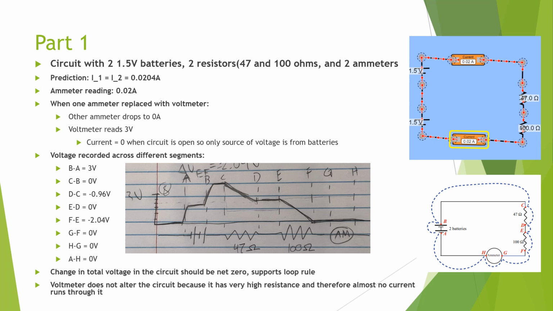Some of the voltages recorded across the different segments: A to B was 3 volts, B to C is 0, C to D negative 0.96 volts, D to E 0, E to F negative 2.04, F to G 0, and the rest 0. The change in total voltage in the circuit should be net 0, and this supports the loop rule. The voltmeter does not alter the circuit because it has a very high resistance and therefore almost no current runs through it, and in the simulated case it's infinite.